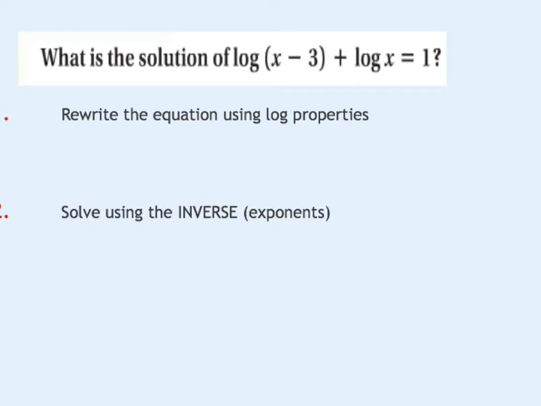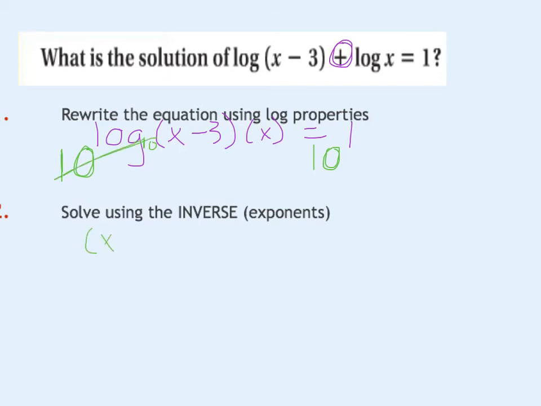So in this problem, the first thing I want to do is rewrite using log properties. So with this adding, that's rewriting it as multiplication. So it'd be x minus 3 times x is equal to 1. Now that I have it rewritten, now I'm doing the inverse of log, which is saying 10 raised to the left-hand side, 10 raised to the right-hand side. Again, this has a base 10 with nothing shown. These two cancel each other out. So I have x minus 3 times x is going to be equal to 10.